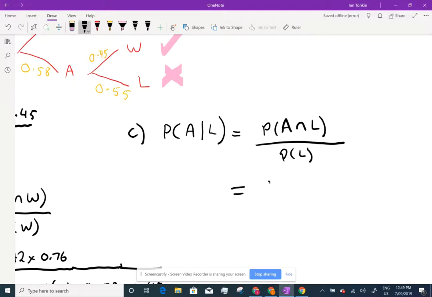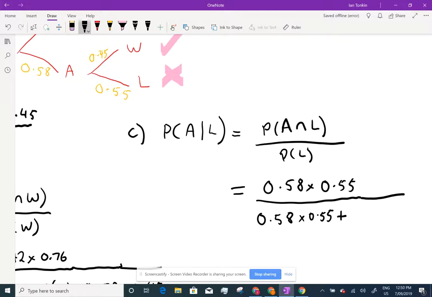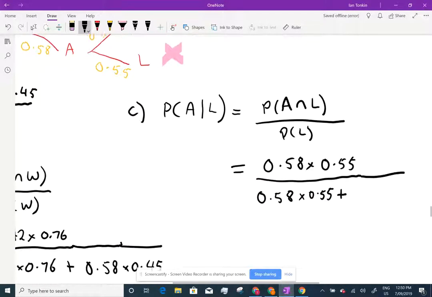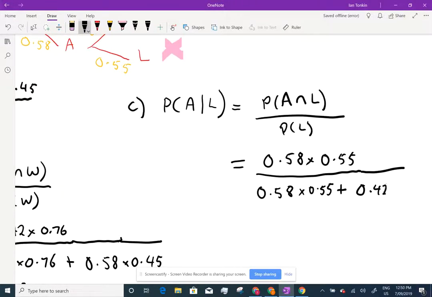Well, that they're away and they lose 0.58 times 0.55. And the two scenarios are they are away and lose, or 0.58, 0.55, or they're at home and they lose, 0.42 times 0.24, which gives us 0.76 or 76%.